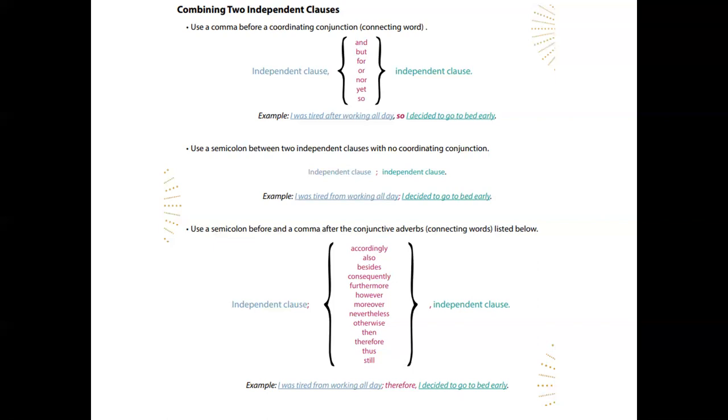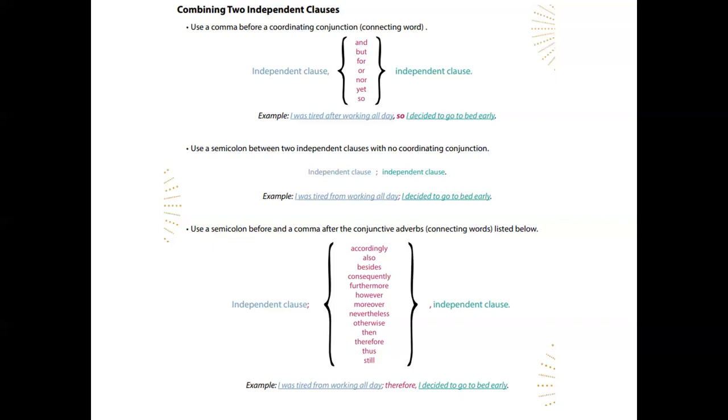The purpose of the semicolon is that when we don't have a coordinating conjunction, we use the semicolon. For example, I was tired from working all day, that is the independent clause, then a semicolon, then I decided to go to bed early, another independent clause. So when you don't have a connecting word, just use a semicolon. But when you don't have a semicolon, look for the comma, then the coordinating conjunction.